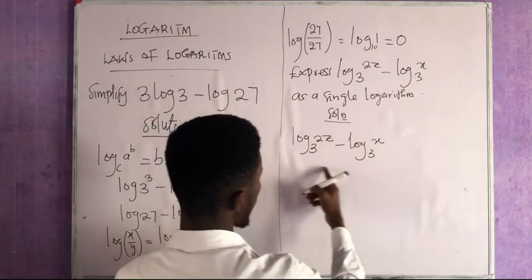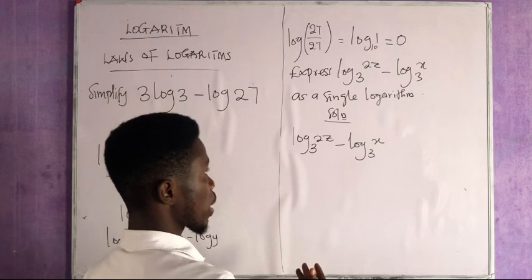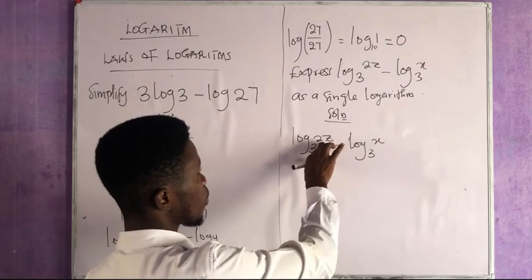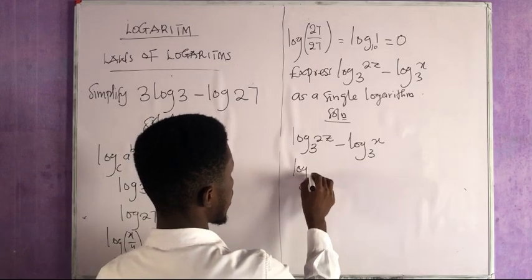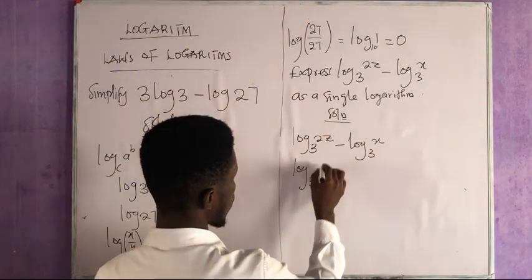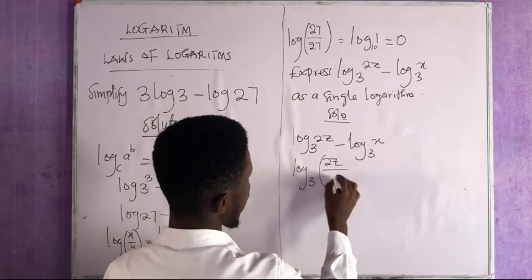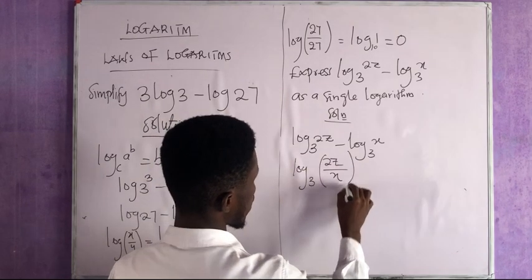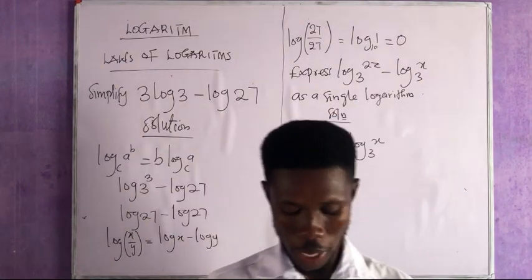So having this, because they want us to write this in a single logarithm, there's no need to apply the multiplication law here. I have to just combine it so that it will be single for me. So I have log 2z over x. And that is all. Very simple, right? Very simple. So let's look at another example.